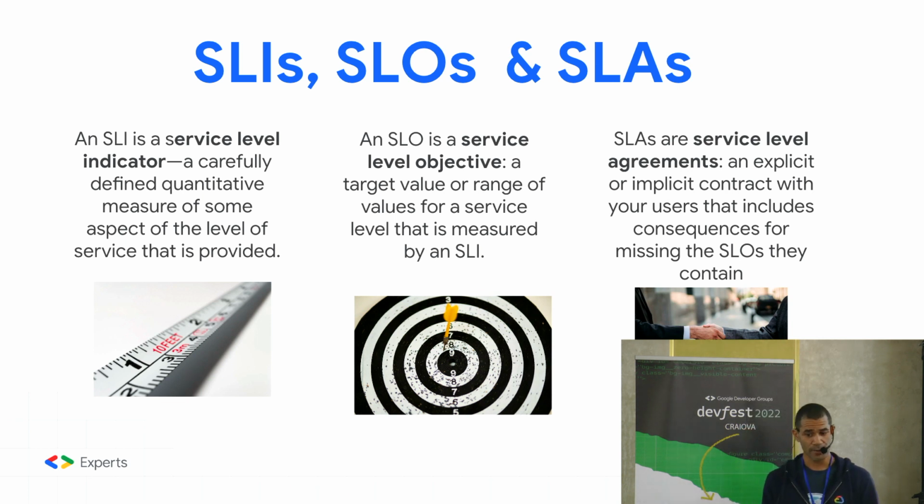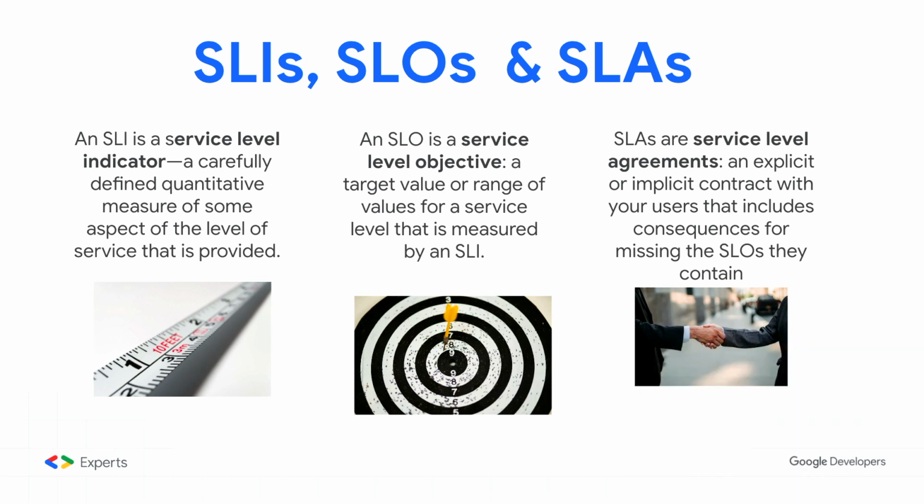An SLO is a service level objective. It's a target value or range of values for a service that is measured by the SLI. These are key fundamentals that you will start off with as you look at critical user journeys and build out SLOs for your most important features. And then finally, we have SLAs. These are service level agreements, an explicit or implicit contract with your users that includes consequences for missing the SLOs they contain.